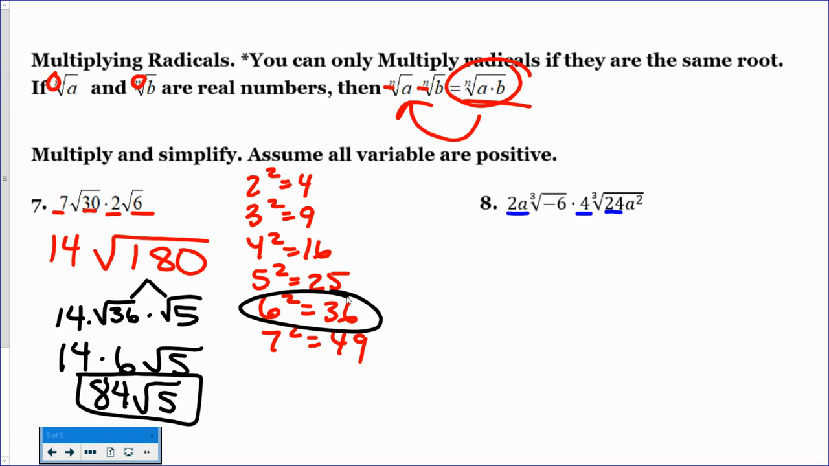So I'm going to take 2a times 4, since those are both outside of the radical. So that would be 8a. They are both a cube root, so I'm able to multiply negative 6 times 24. Gives me negative 144, and then it has an a squared.